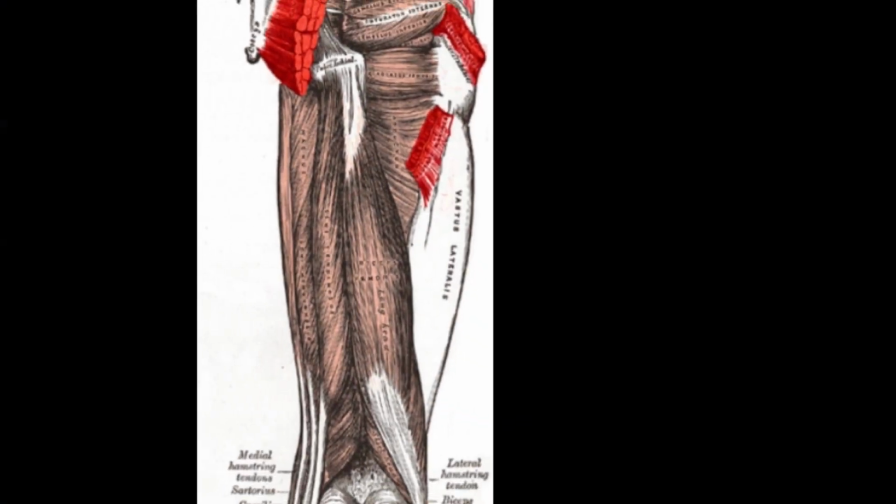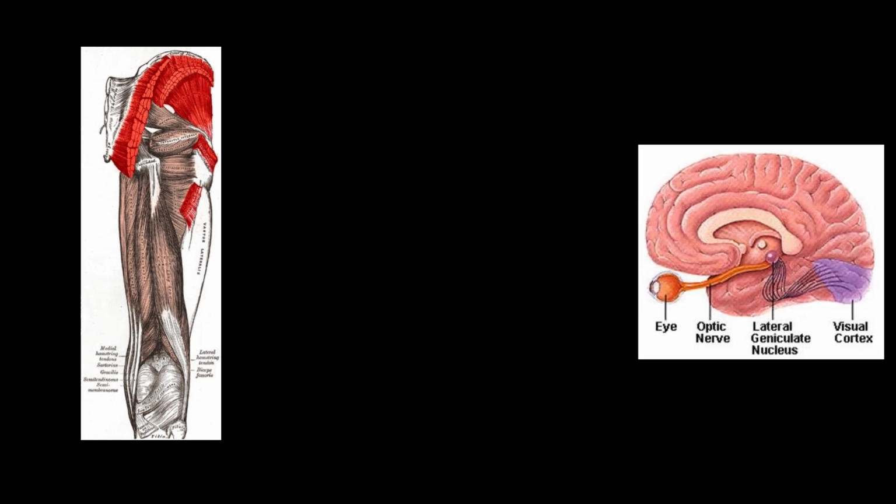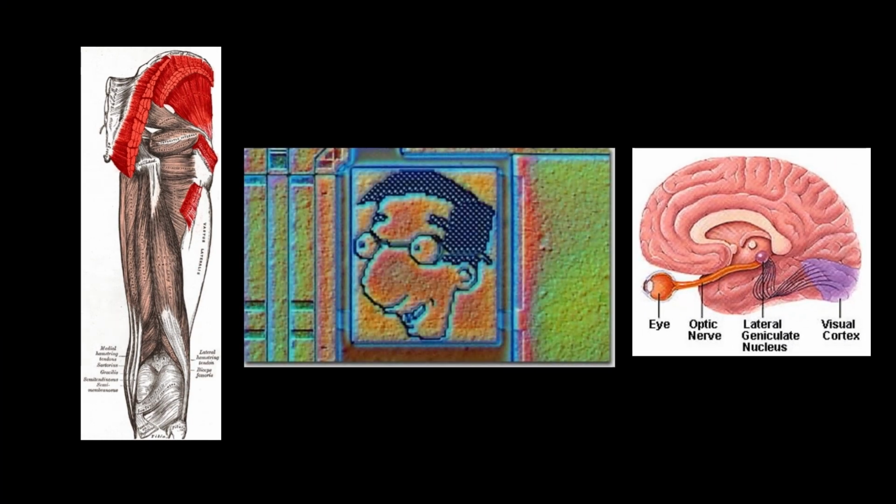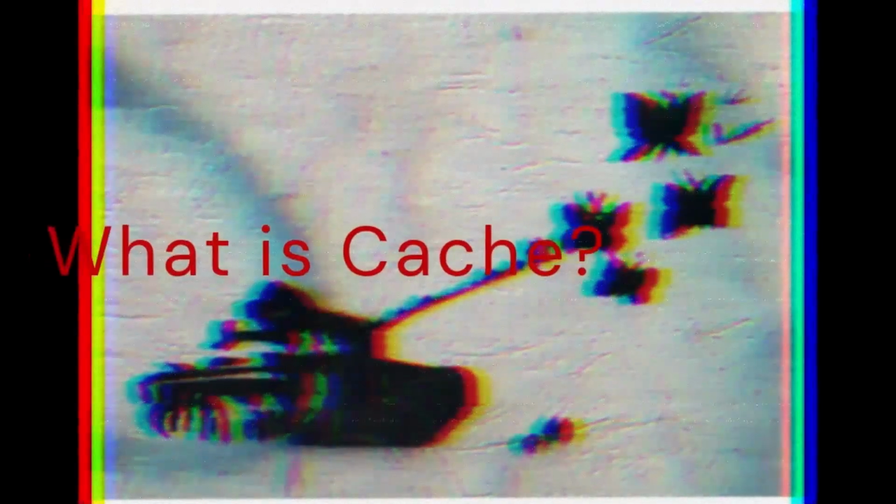Fat is stored near our muscles for its quick disposal. Our brain is near our eyes for faster stimuli. And computers use caching. As irrelevant as it sounds, it is completely logical, and you'll get it by the end of the video.